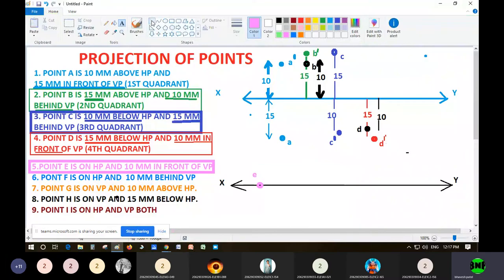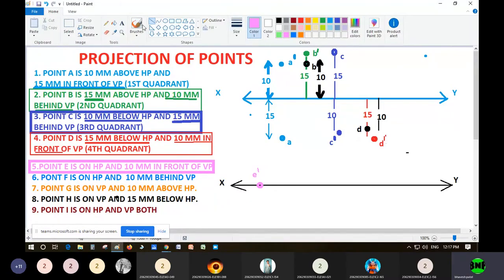Now, another condition is 10 mm in front of VP. So in front of VP, we will be able to see it in top view, and the top view shadow will be on the HP, and you have to rotate HP below. So that point will be below. So you have to draw the 10 mm point below.